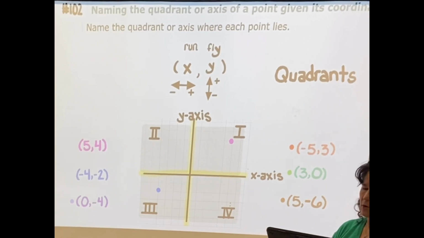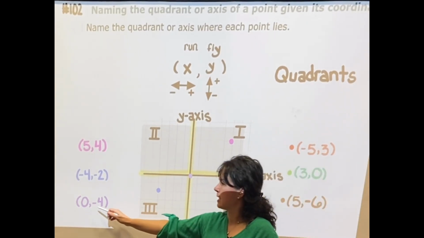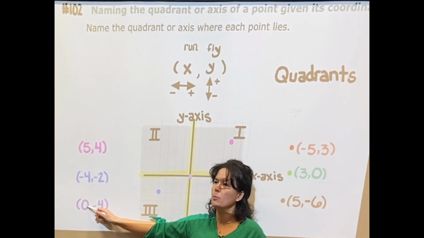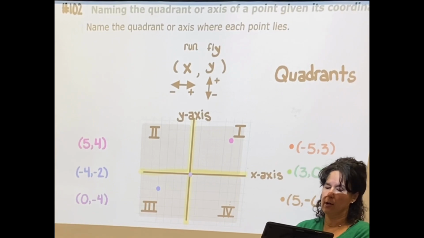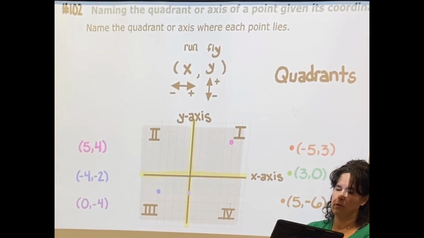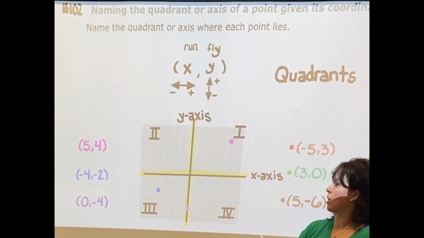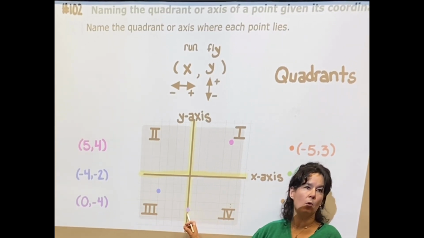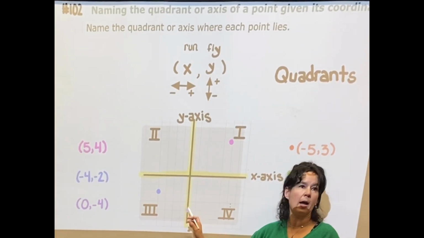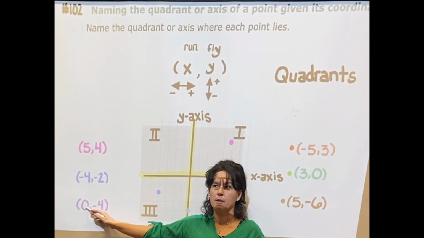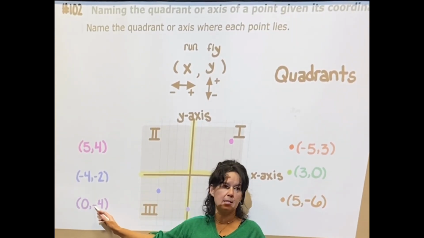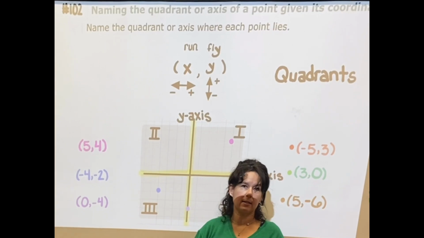Okay, 0, negative 4. This says do not run, don't move right or left, but fly negative 4, so that is down 4. And so 0, negative 4 is on the y-axis. Anytime you're not running anywhere, you're not moving right or left, you're gonna stay on the y-axis.